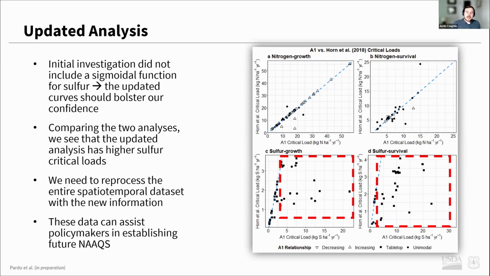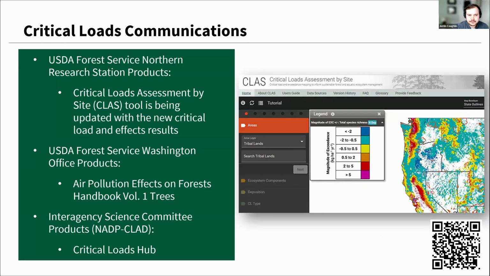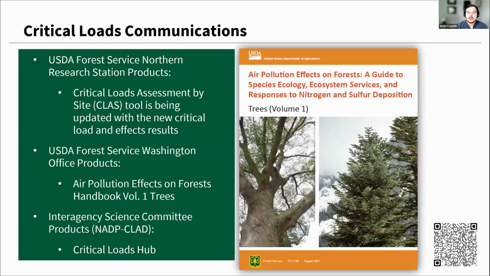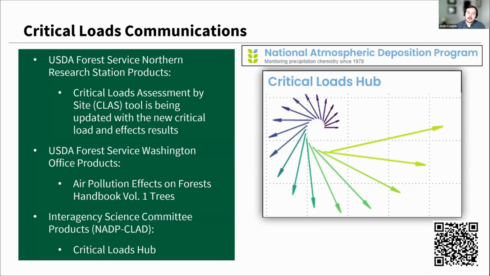The last piece I'll just mention is communications and outreach. The Northern Research Station has recently released a tool called the Critical Loads Assessment by Site tool, or CLASS tool, that is going to include all this information, both the critical loads as well as the percent effects to both growth and survival probability. The Washington office for the Forest Service has also been releasing the Air Pollution Effects on Forest Handbook, Volume 1 Trees, which details all the Horn et al. analysis. And then lastly, if you want to find out more about critical loads, there's a recently released Critical Loads Hub, which goes through all the background as well as how you can use critical loads within resource management.